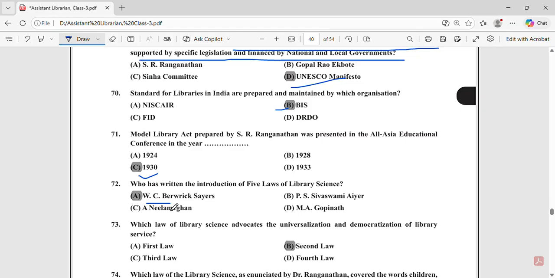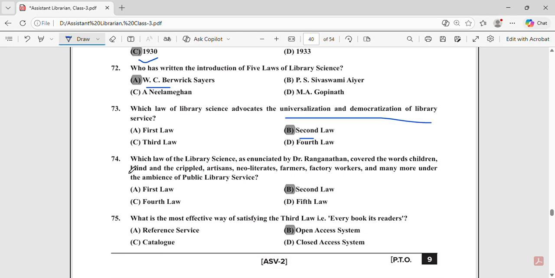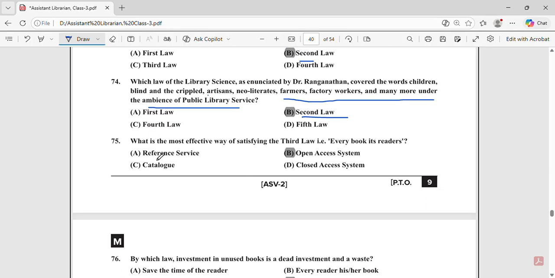Who has written the introduction of the 5 laws of library science? W.C. Berwick Sayers. Which law of library science advocates the universalization and democratization of library service? Second law. Which law of library science, enumerated by Dr. S.R. Ranganathan, covers the words children, blind and the crippled, artisans, neoliterates, farmers, factory workers and many more under the ambience of public library service?